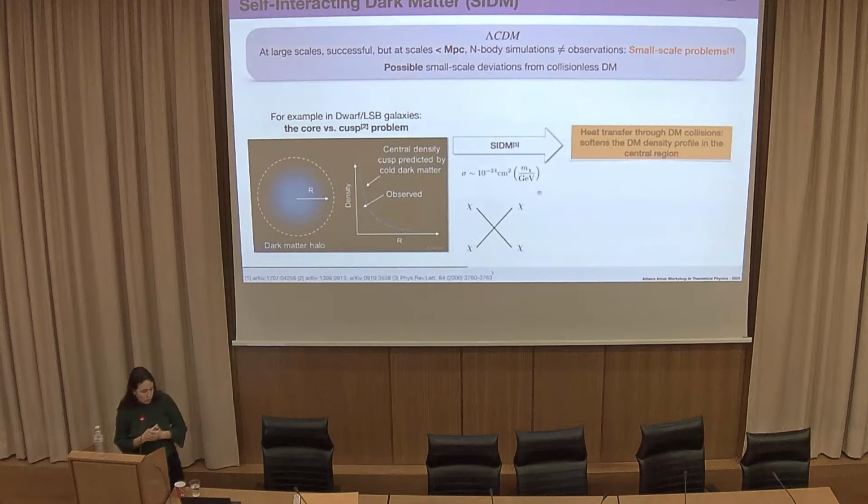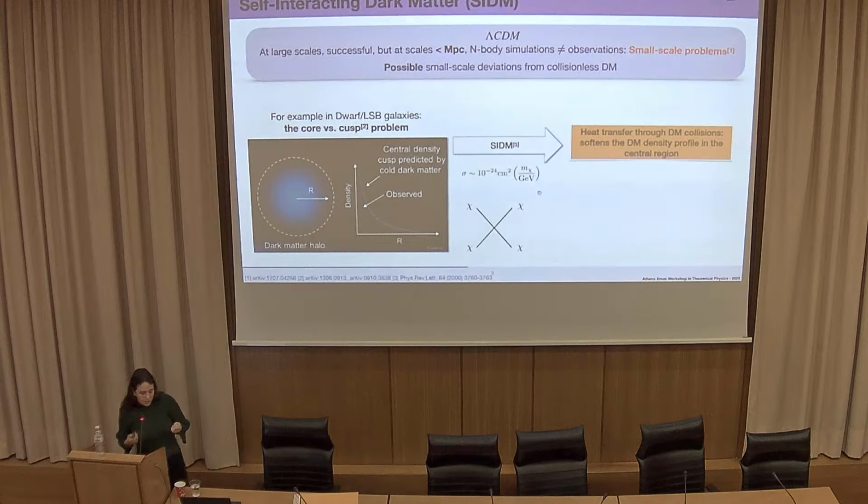One way to reconcile this observation with the prediction is to assume that the dark matter is self-interacting with itself, because through this self-interaction you get some heat transfer that softens the inner density profile, and so we can recover a more core-like density profile. In order to have a prediction that is consistent with observation, you actually need a cross-section that is quite large.